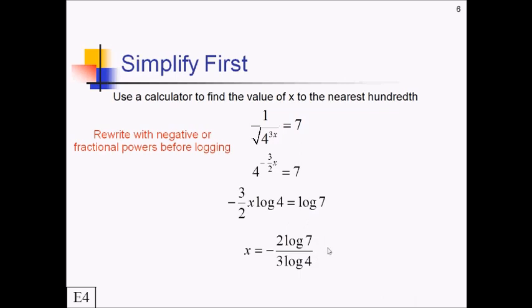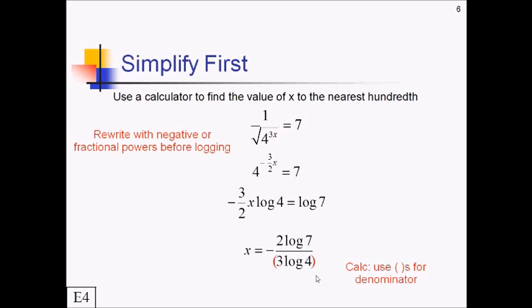Before you plug this in your calculator, very important, order of operations says that if you just do negative 2 times log 7 divided by 3 times log of 4, and write that out in one long string, what's going to end up happening is you're going to multiply these things together, and you'll divide by 3, but then you're going to take that whole answer and actually multiply by log 4. That's not what you want.